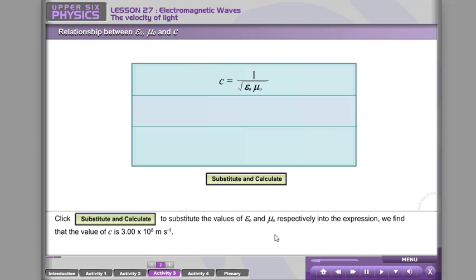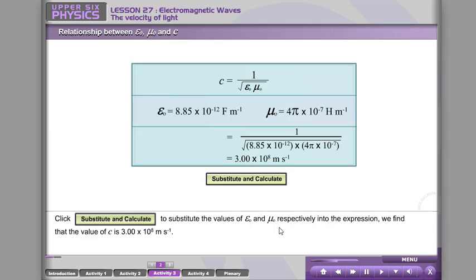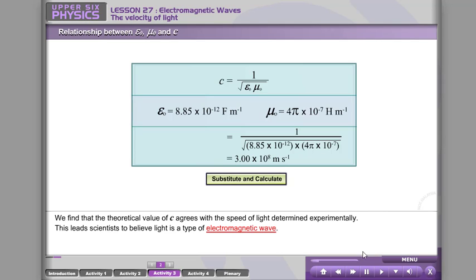Click the Substitute and Calculate button to substitute the values of epsilon naught and mu naught respectively into the expression. We find that the value of c is 3 times 10 to the power of 8 meters per second. We find that the theoretical value of c agrees with the speed of light determined experimentally. This leads scientists to believe light is a type of electromagnetic waves.